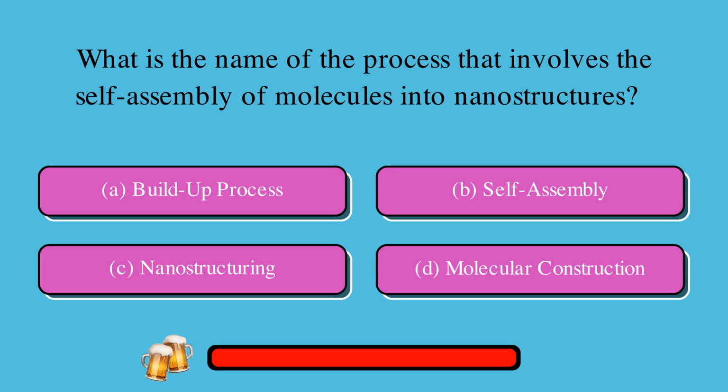What is the name of the process that involves the self-assembly of molecules into nanostructures? Is it A, build-up process, or B, self-assembly, or C, nanostructuring, or D, molecular construction? The correct answer is B, self-assembly.